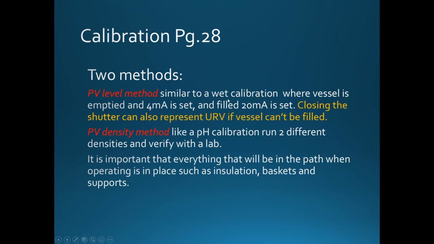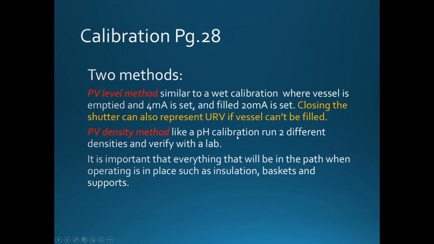That works for most devices, regardless of the application, process, temperature, flow, and so on. But in level, we're talking about adjusting the PV up and down. We can simulate the same effect in a nuclear device by closing the shutter. If you don't have the opportunity to empty and drain the vessel, and most likely you won't, unless you're in a startup situation, the second way to do it, and probably this is more common, is called the PV density method. It's similar to a pH calibration or an IR calibration.